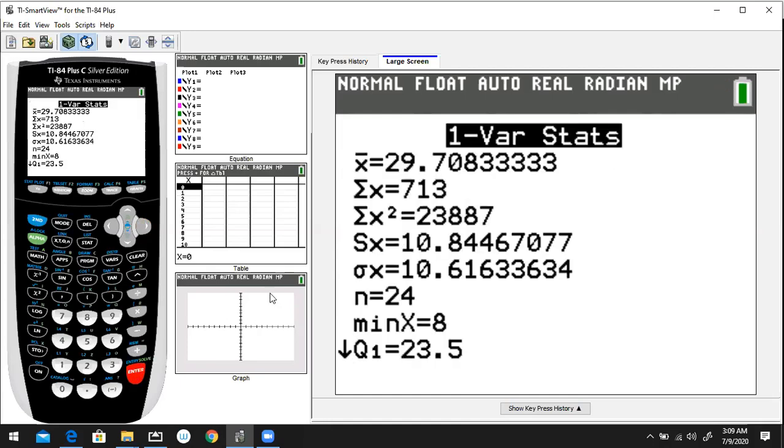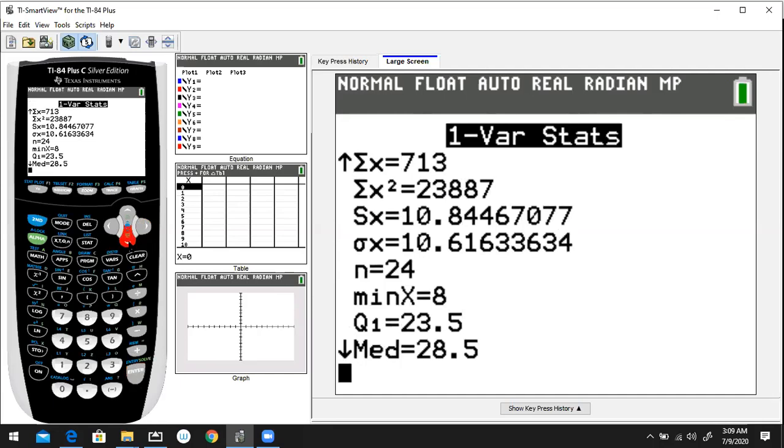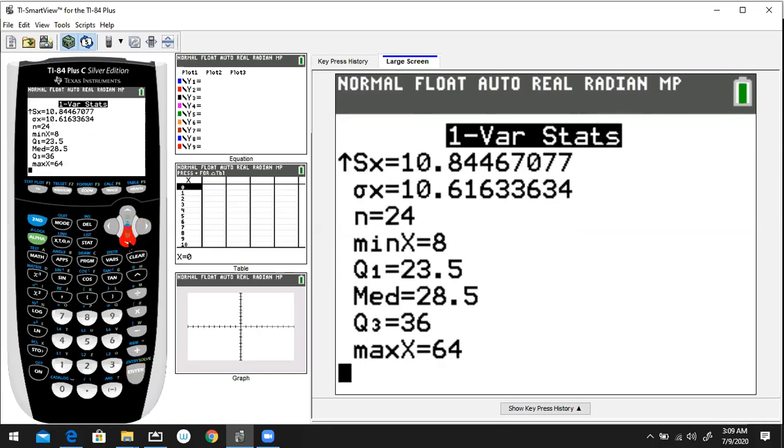Okay, so we're going to scroll down because we are interested in the box and whisker plot. We are interested in the last 5 numbers of the one-variable statistics. So I'm going to write the numbers here, and you'll see how we're going to use them. So minimum will be 8. Quartile 1 is 23.5.